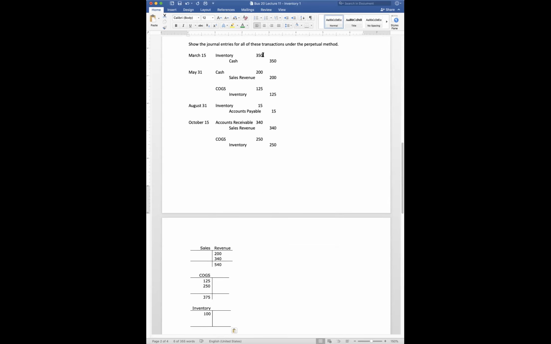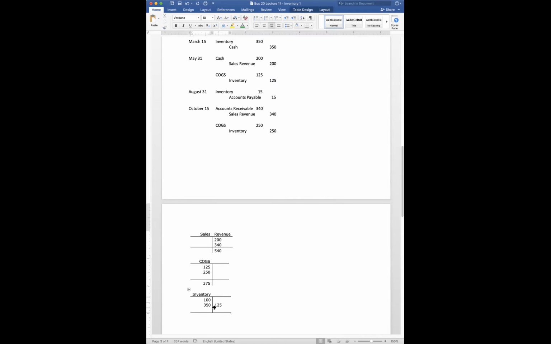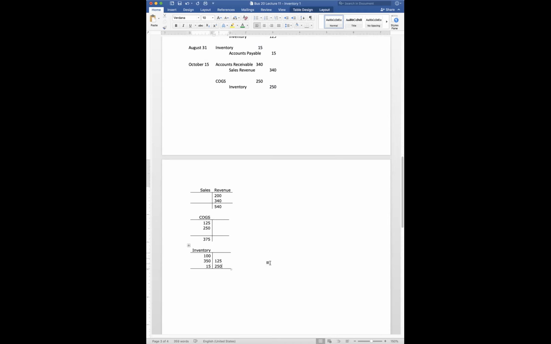Then during the year, we increased inventory by $350 when we purchased it. And then we decreased inventory by $125 when we sold it. Then we increased inventory by $15 when we purchased it. And then we decreased inventory by $250 when we sold it. All right, so how much inventory do I have at the end of the year? All right, let's see here. We're going to have $90.